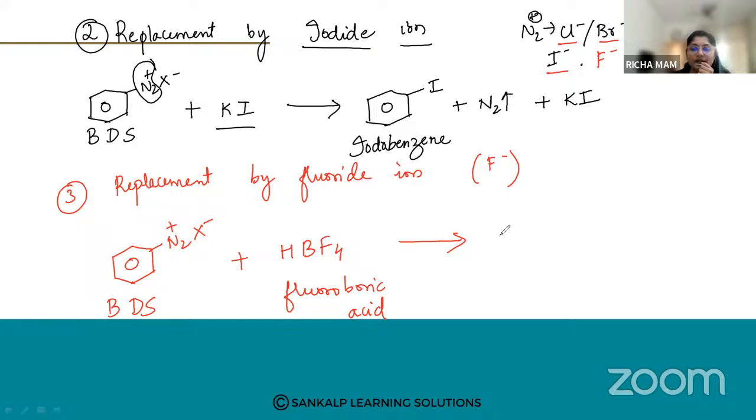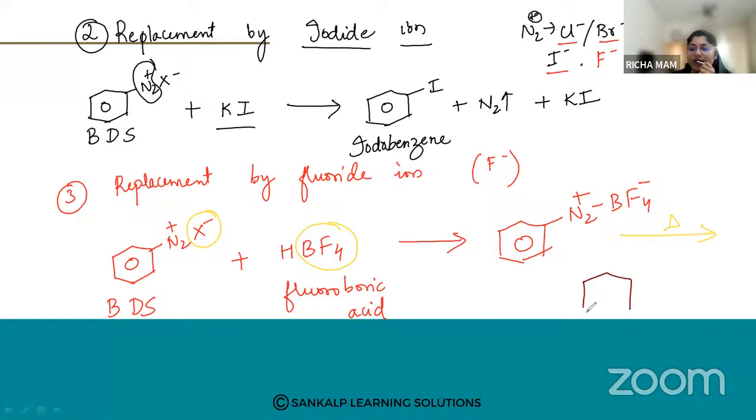What am I going to obtain, students? I'm going to obtain N2 plus BF4 minus. So what is happening in the first step? Our X minus is replaced by BF4 minus. Then I'm going to heat it. After heating, I get fluorobenzene, plus nitrogen gas is liberated, plus BF3.